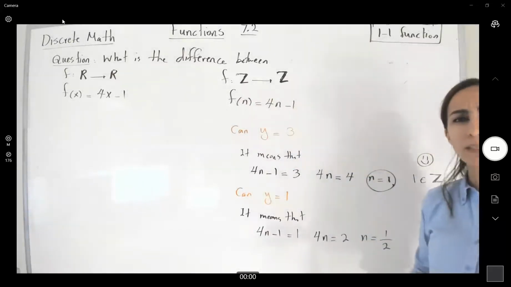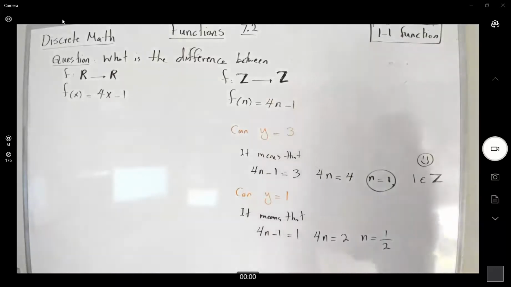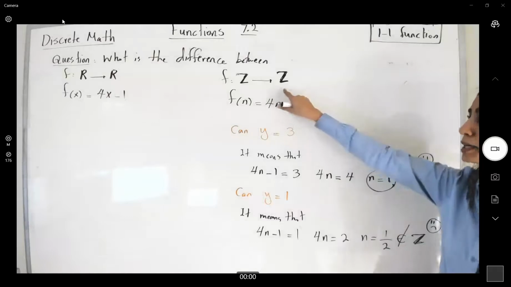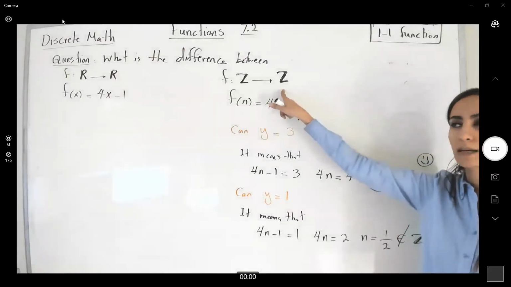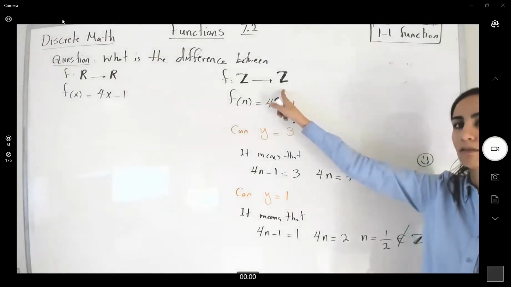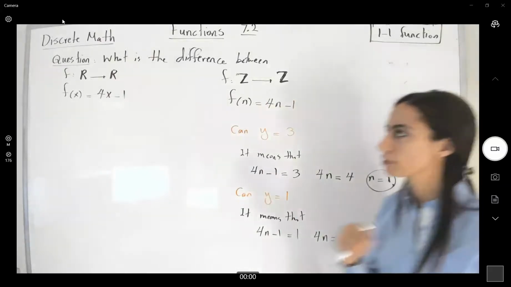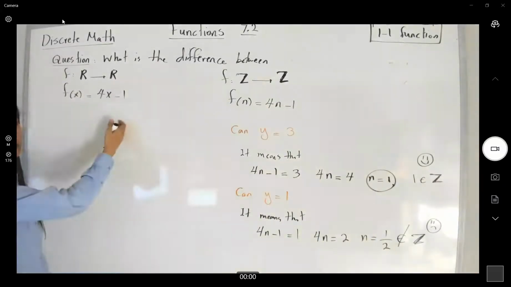N coming from Z, can it be a fraction? Of course not. So now you have to think about this. I have a function where I'm not allowed to take every value from the codomain and plug that in for my y. For this function, you don't have any problem with that.